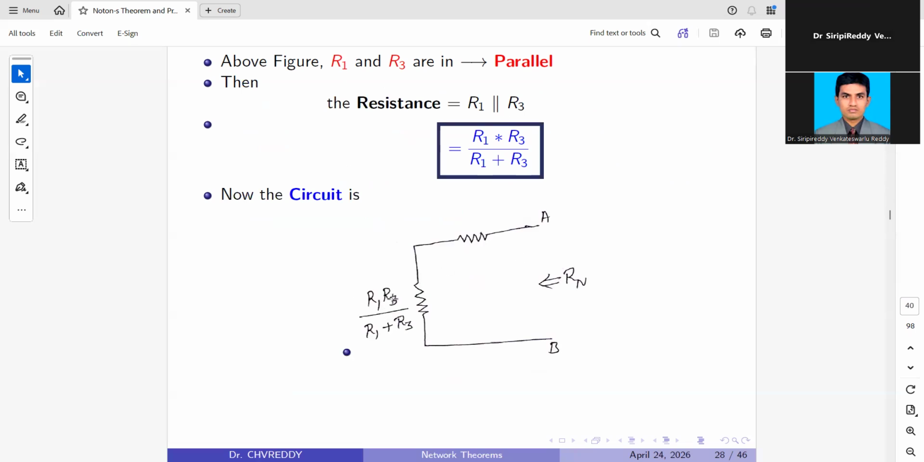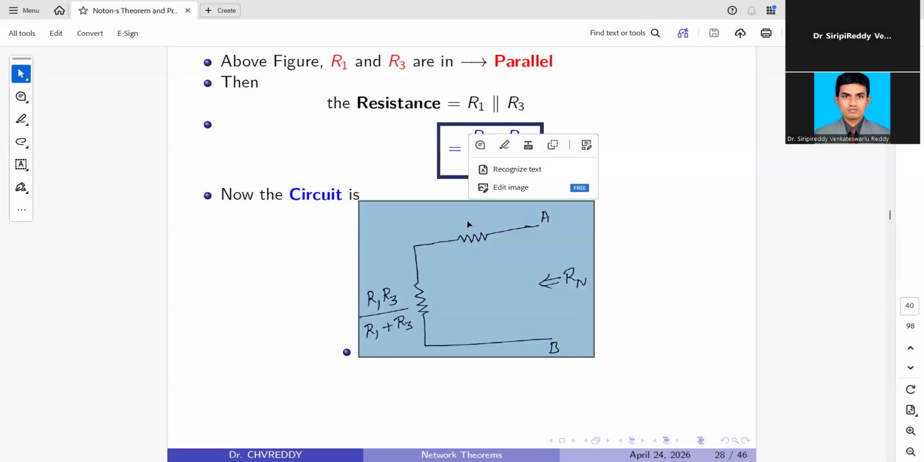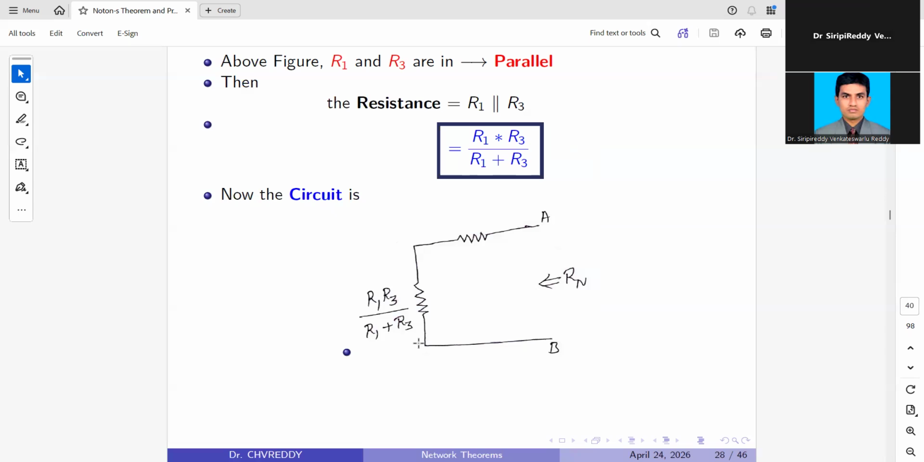This one is connected here, R1. This is the R2. Now we know the equivalent resistance, that is R1 R3 divided by R1 plus R3. This resistance is connected in series with R2. So in the above figure, R2 and R1 R3 divided by R1 plus R3 are connected in series.